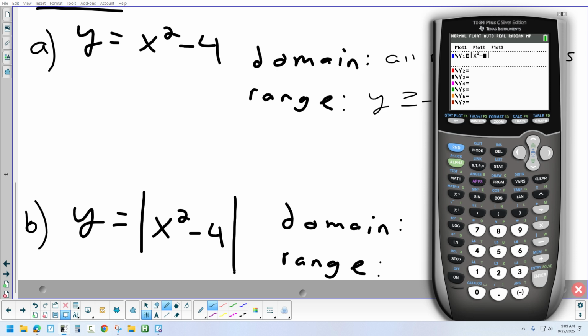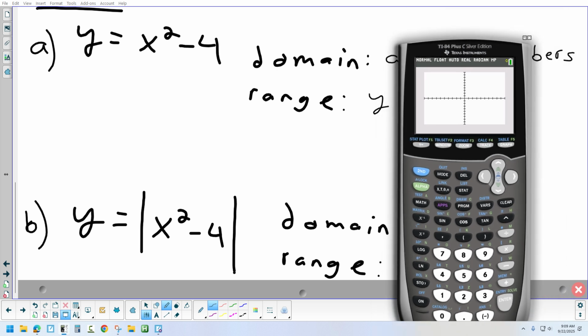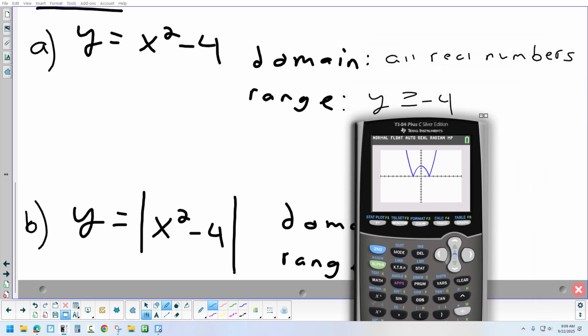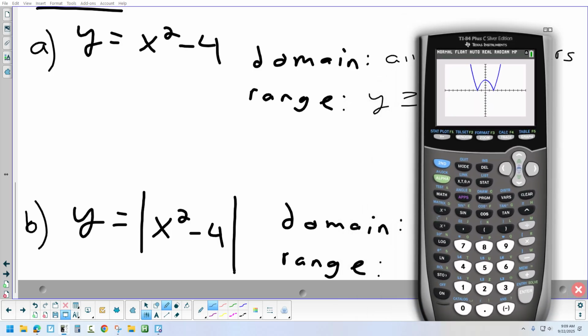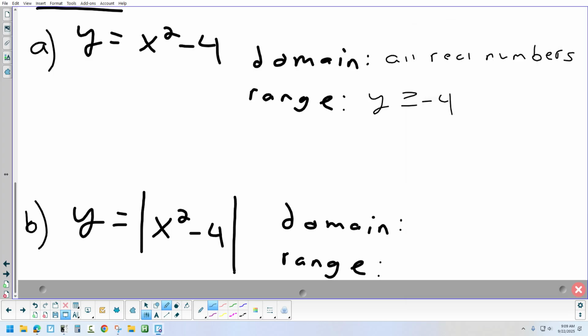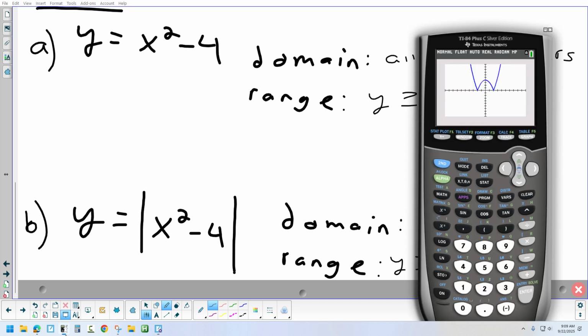So let's type that in, hit graph, and watch what happens when it tries to go under the x-axis. It's almost like it just bounces right off it. All right. So this part right here was originally down there, and the absolute value flipped it up, so it can't go negative. Okay. So would your range be y is greater than or equal to 0? Yep. So now the range doesn't go down into the negatives. It's greater than or equal to 0.